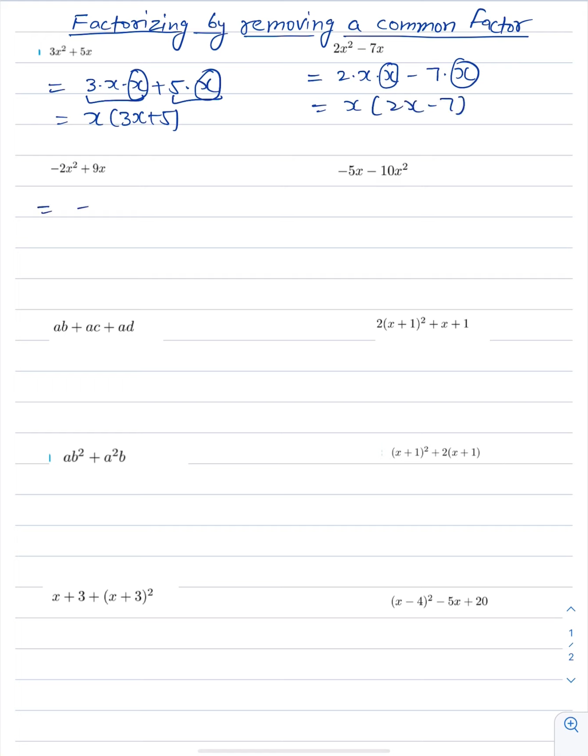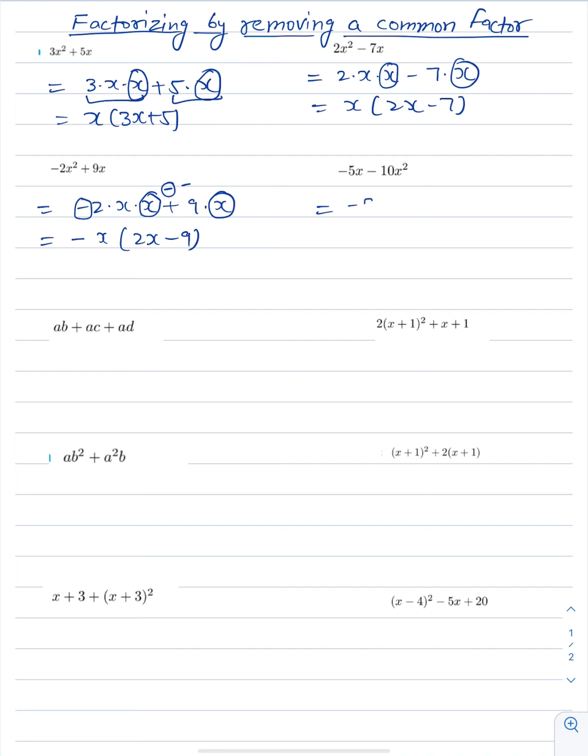In this case, it's negative 2 times x squared plus 9 times x. So x is clearly common here, but in this case we will also practice taking the negative common, because we have only a negative with the negative 2x squared. So we can take one negative out. That is your negative x, and then you have 2x minus 9 as your final answer.